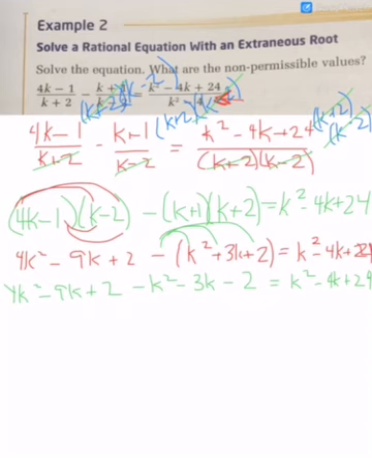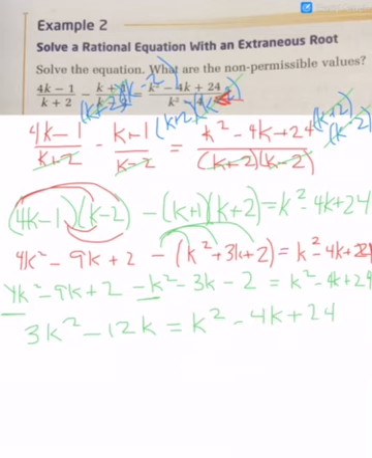And now finally we can combine our like terms. So the 4k squared and the minus k squared is 3k squared. The minus 9k and the minus 3k is minus 12k. And the plus 2 and the minus 2 will be 0. Again, on the other side we still have k squared minus 4k plus 24.